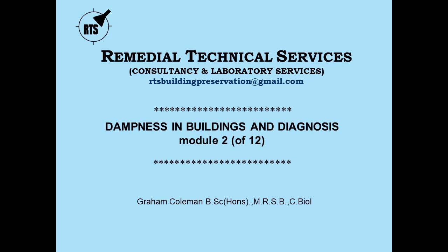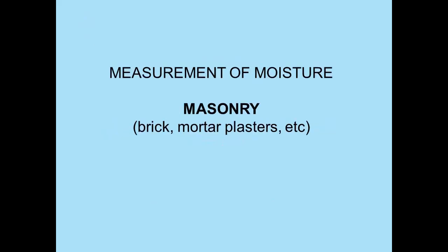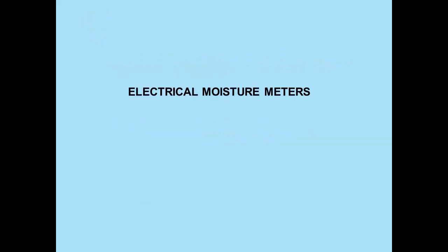Dampness in Buildings and Diagnosis, Module 2. Measurement of moisture. Again, masonry, brick, mortar, plaster. So let's have a look at the instruments that we have for the measurement of moisture, and we'll start looking at electrical moisture meters.